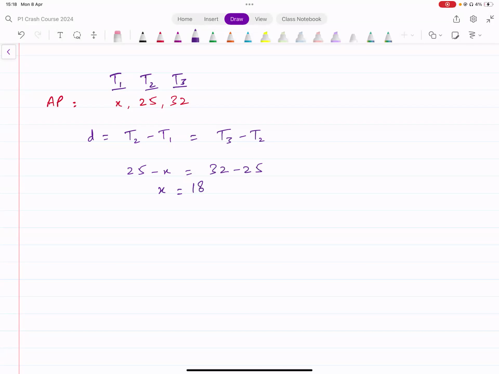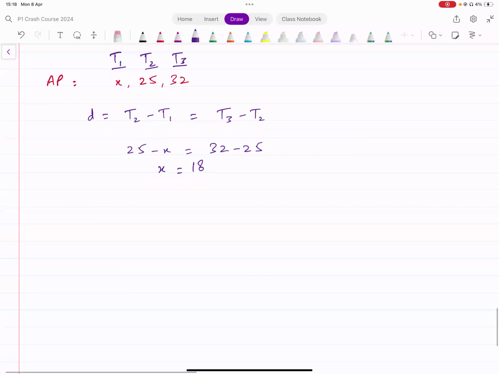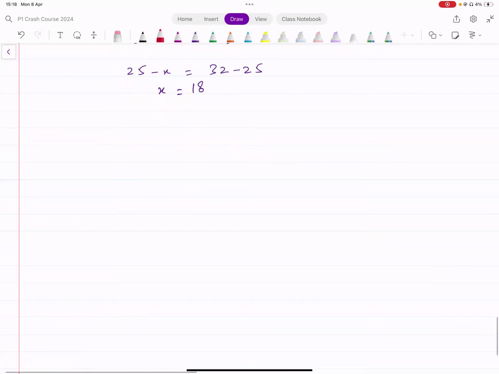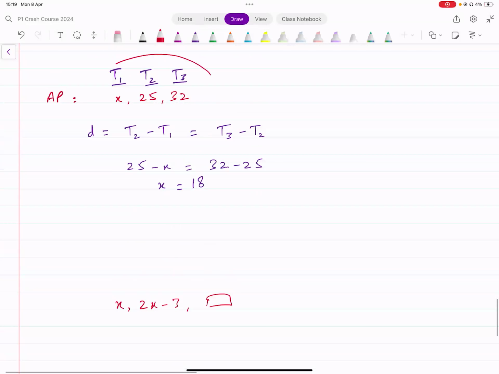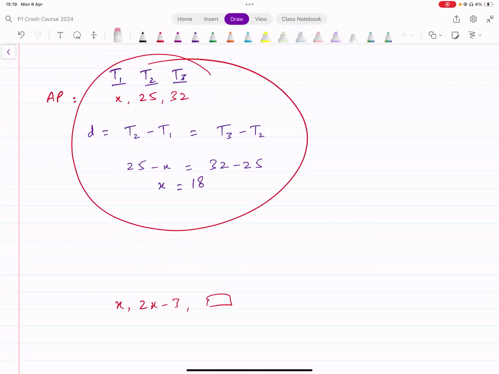Now, in this example, it looks pretty obvious. However, if it was something more complicated, if you had something like this, x, and then maybe x or 2x minus 3, and then some other number, in that case, using this idea is going to make things quite straightforward.